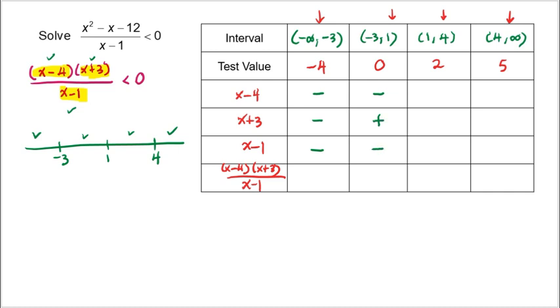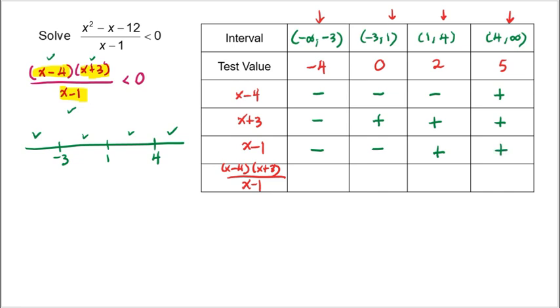Next, substitute with 2. 2 minus 4 is a negative number, 2 plus 3 is a positive number, and 2 minus 1 is a positive 1, therefore it's positive. For 5, 5 minus 4 is positive 1, 5 plus 3 is 8, so positive, and 5 minus 1 is 4, therefore positive.